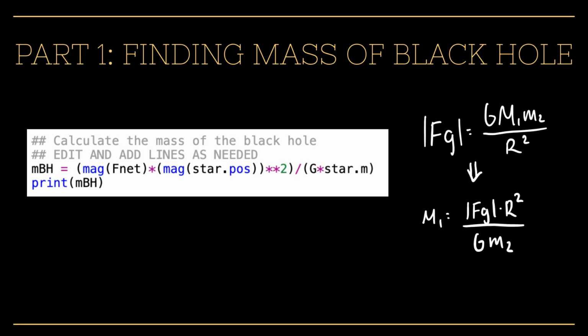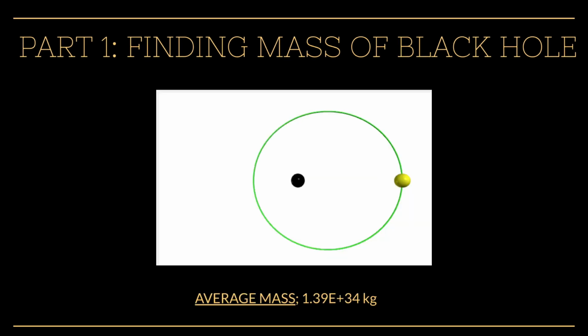But because the position vector, as shown above, is going to be different depending on the time period, I had to take the average of all the masses that were given, which allowed for the calculation of 1.39 times 10 to the 34th kilograms as the mass of the black hole.